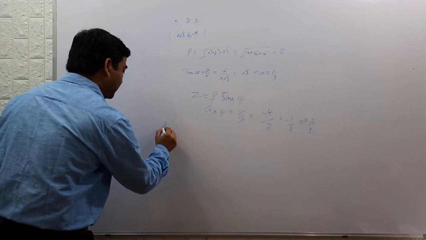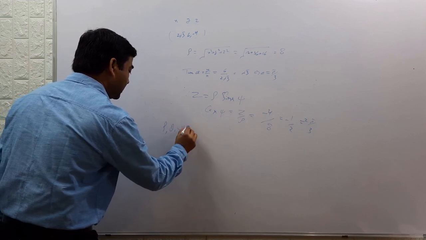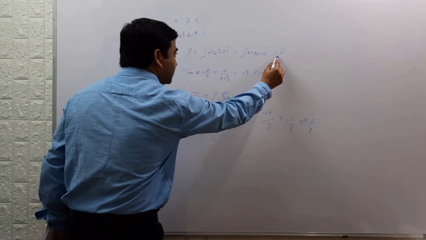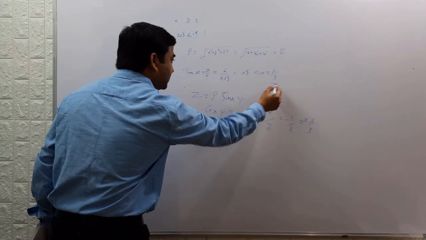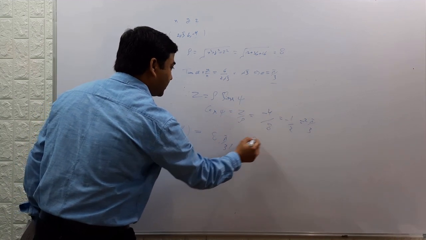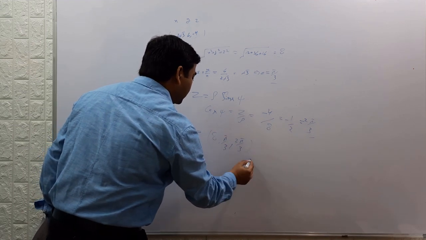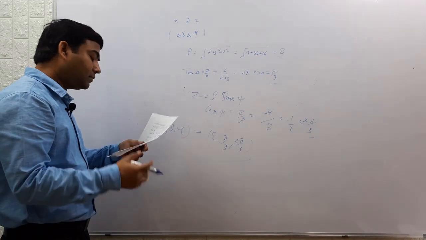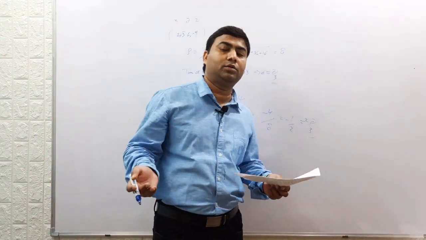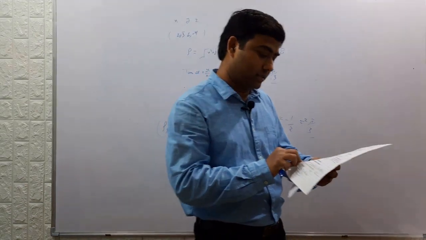The spherical coordinate system in the form of rho, theta, psi will be 8, pi by 3, 2 pi by 3. This is the way we convert these coordinates from one form to another, from Cartesian coordinate system to spherical coordinate system, etc.